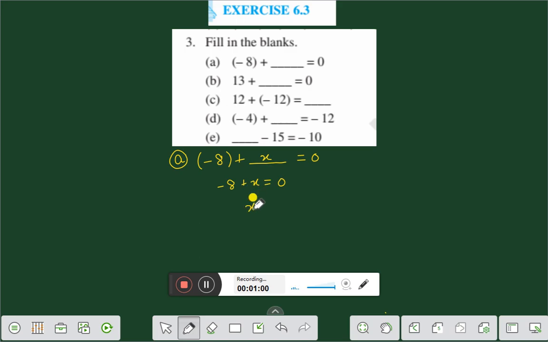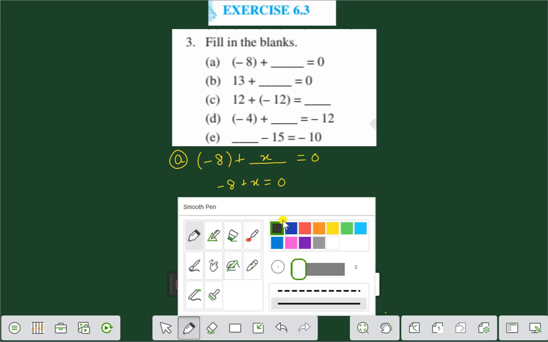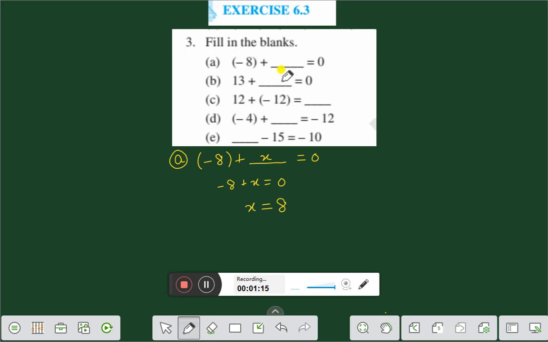Therefore, the value of x is equal to -8 on the right side, it will be plus 8. That is 8. The value of x is 8. Therefore, you can say that -8 plus 8 is equal to 0. The answer is -8 plus 8 is equal to 0. Now, question number B.